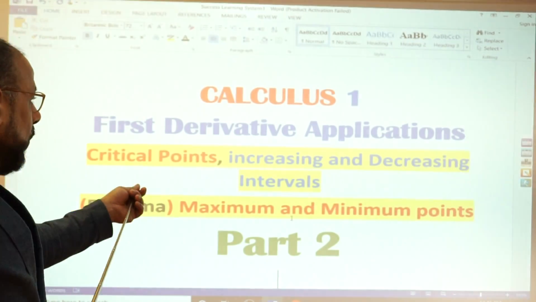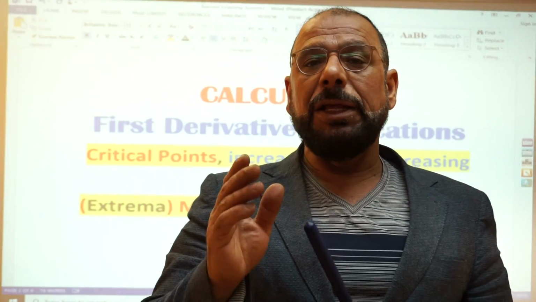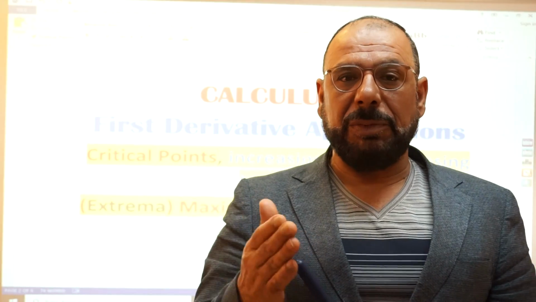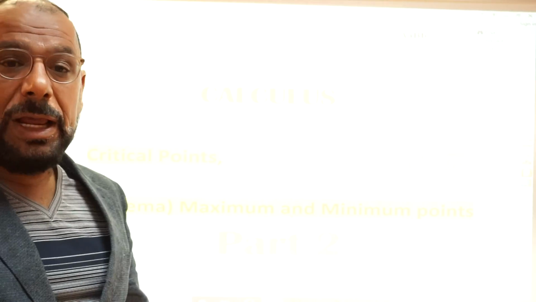The same thing. We need to finish part 2, first derivative application: critical points, increasing and decreasing intervals, extreme, maximum and minimum. In the first part, I discussed how you find the increasing and decreasing intervals and the maximum and minimum from the graph of the function and the graph of the first derivative. If you want to understand that, go back to the first part of this class. Today I will finish and see how I can find all these concepts when I have the function itself.